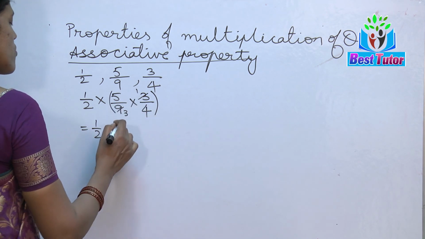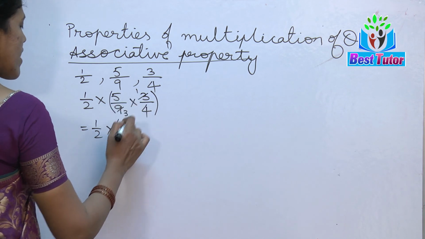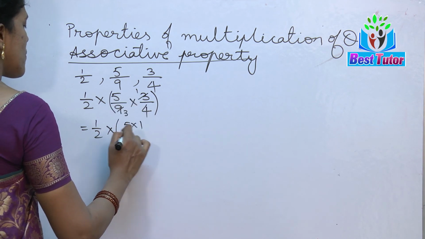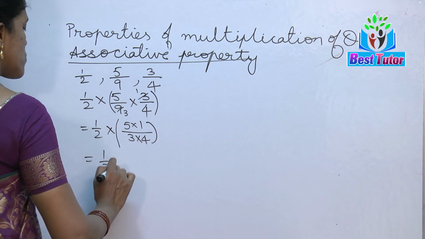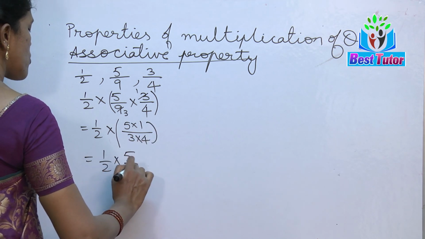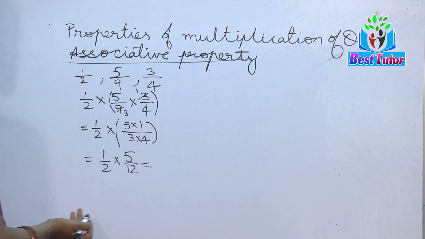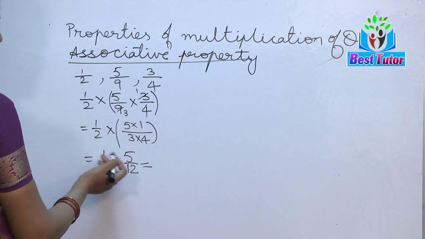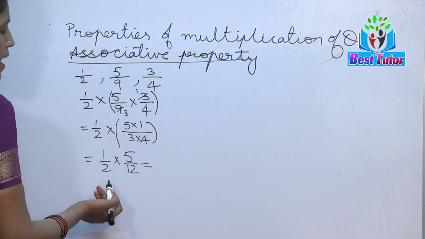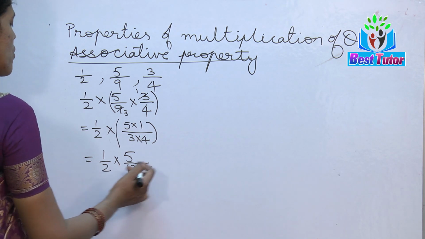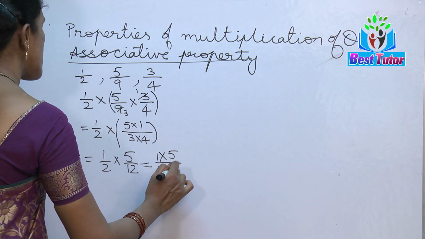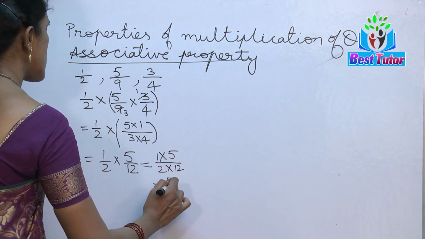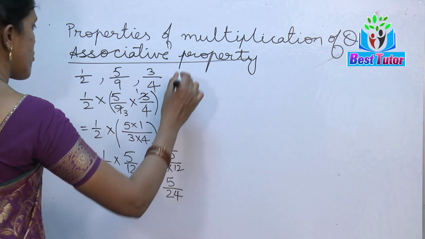Second step, both are positive, both have the same symbol. 5 into 1 by 3 into 4. It becomes 1 by 2 into 5 by 12. Now again, do they have any common factors? I mean to say both the numerator and denominator. Do they have any common factors here? No. So move on to the next step. 1 into 5 by 2 into 12. And the answer is going to be 5 by 24.